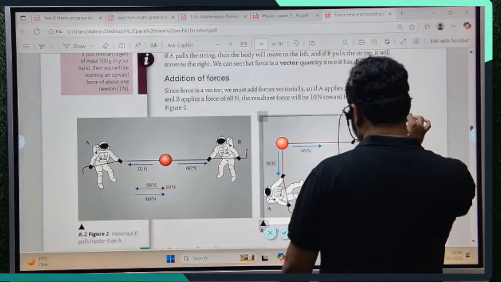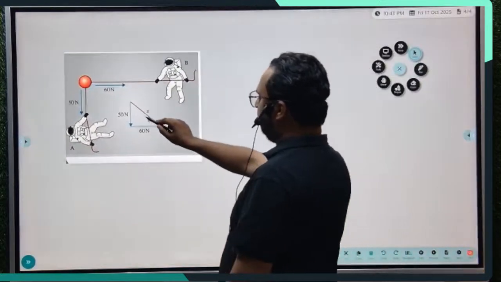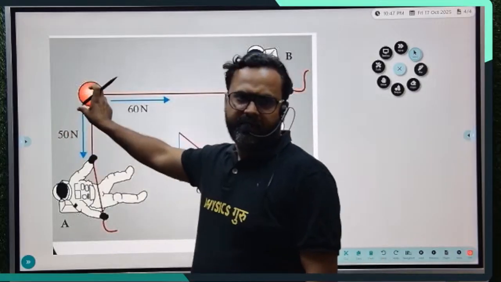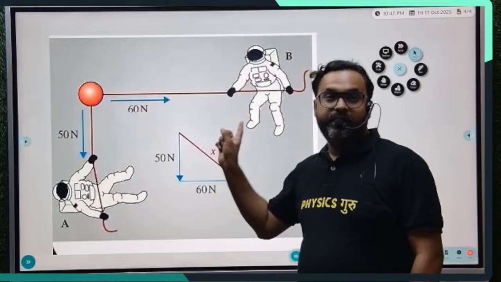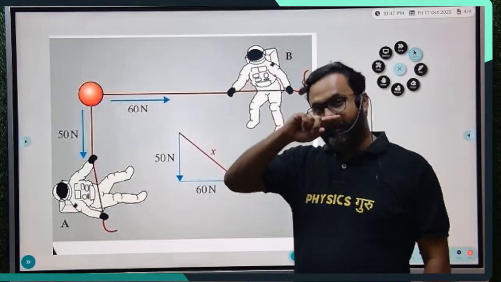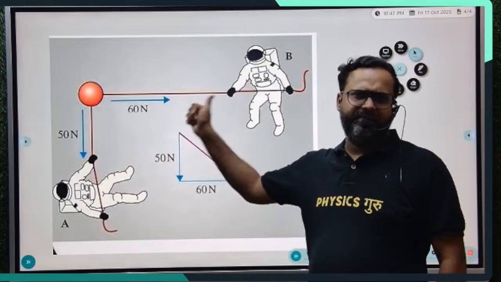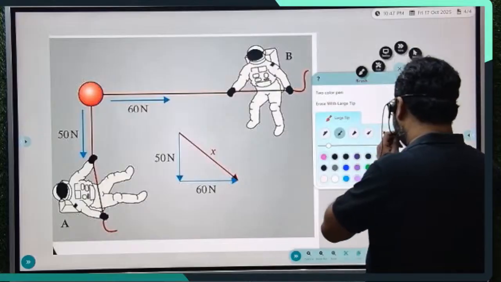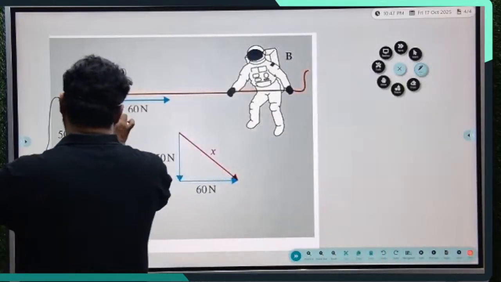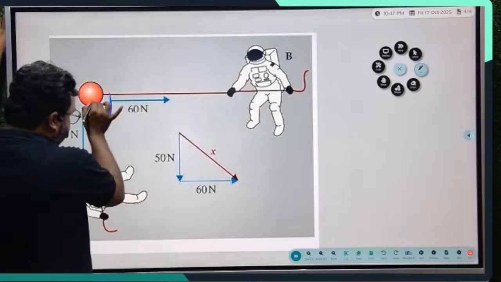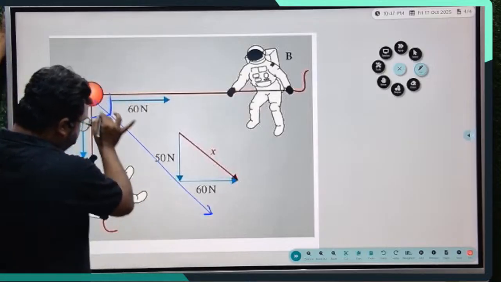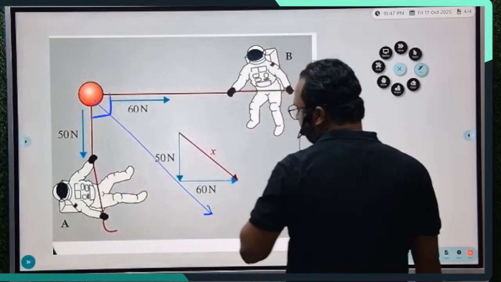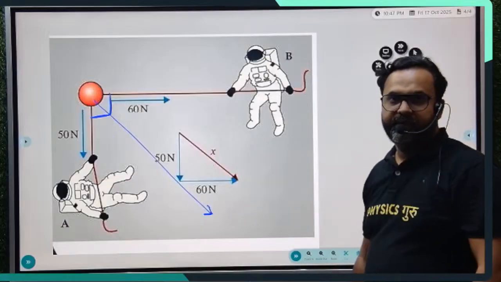Now similarly, if I ask you to draw the resultant force. We have a particle or a mass. Astronaut 1 is applying a force of 16 Newton, while A is applying 50 and B is applying 60. See the directions. It is basically a right angle triangle, so this is the right angle. The net force will be along this; this is the resultant. Any doubt?